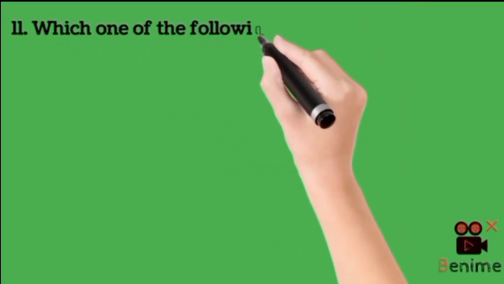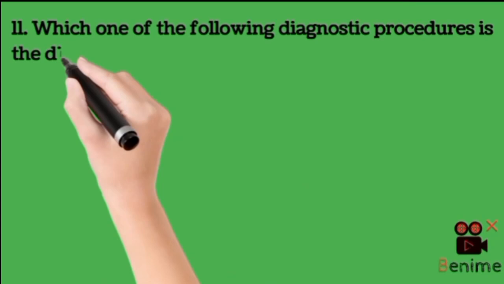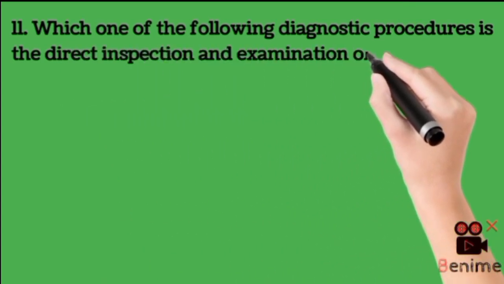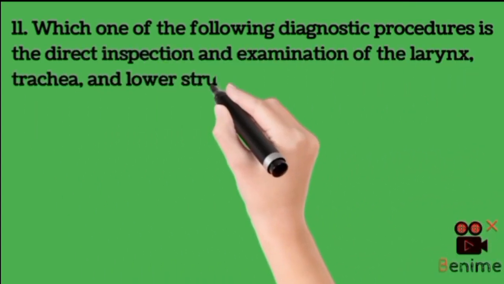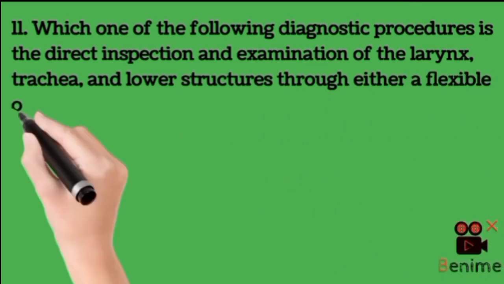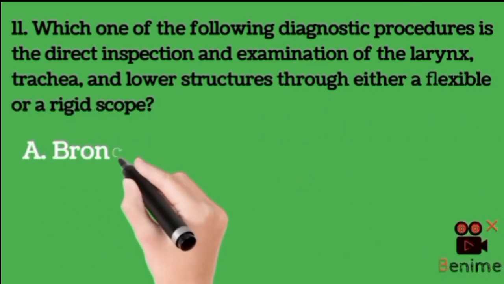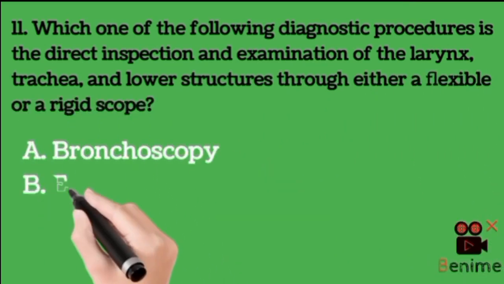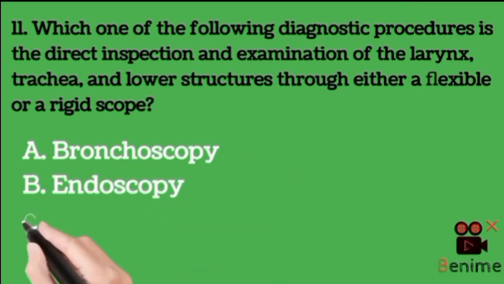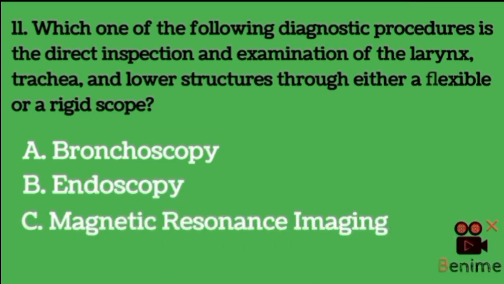11. Which one of the following diagnostic procedures is the direct inspection and examination of the larynx, trachea, and lower structures through either a flexible or a rigid scope? A. Bronchoscopy. B. Endoscopy. C. Magnetic resonance imaging. D. Thoracoscopy.